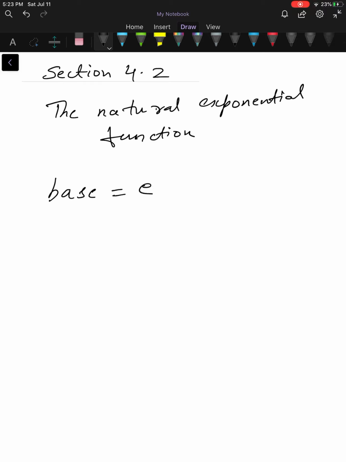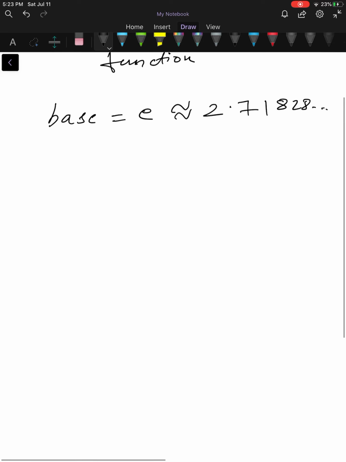Here we will be using base e, which is an irrational number, approximately 2.71828 and so on. This approximation is rounded off to 5 decimal places. We can write 20 decimal places, or infinite decimal places, but it is never going to terminate, because e is an irrational number.